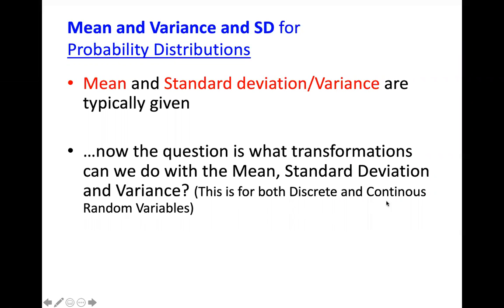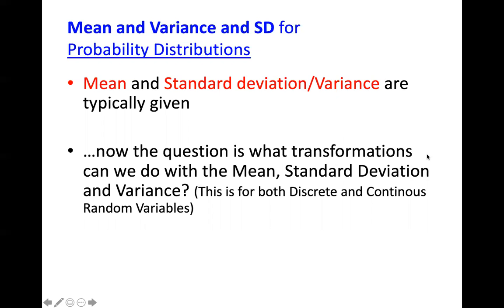And this is both for discrete and continuous, okay? What will happen to the mean? What will happen to the standard deviation? What will happen to the variance when we do transformations like adding the same number to all the data points or multiplying the same number to all the data points? What happens to the mean? What happens to the standard deviation? What happens to the variance? All right, so that's the question we are answering today.